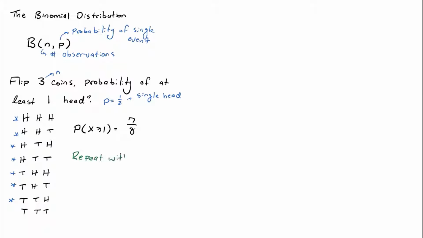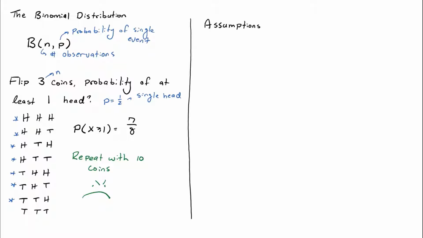Think about doing this for 10 coins. There are 1,024 possibilities. I don't want this video to be 3 hours long, so hopefully there's a better method. And of course there is. Before we introduce this method though, let's go through the assumptions or conditions that must be satisfied.